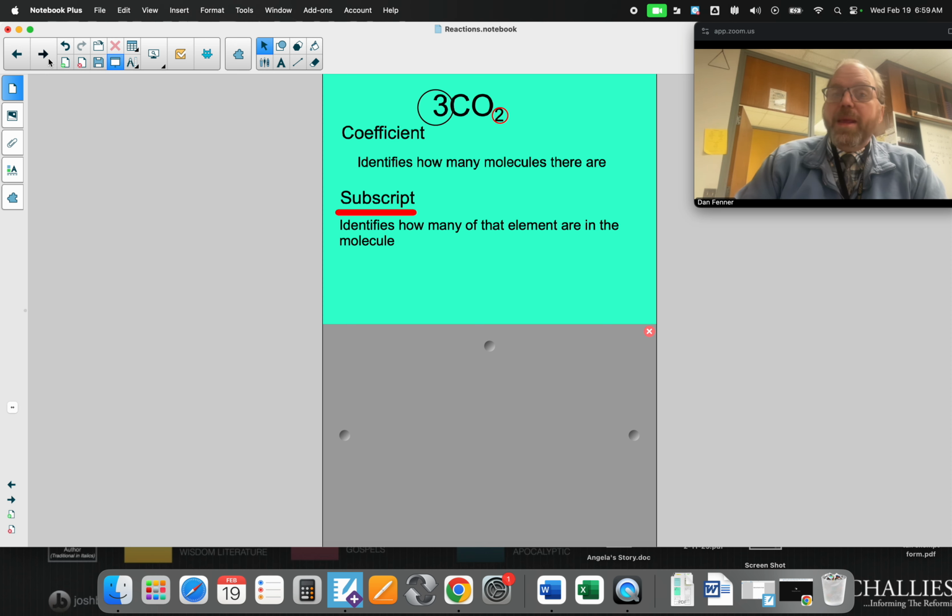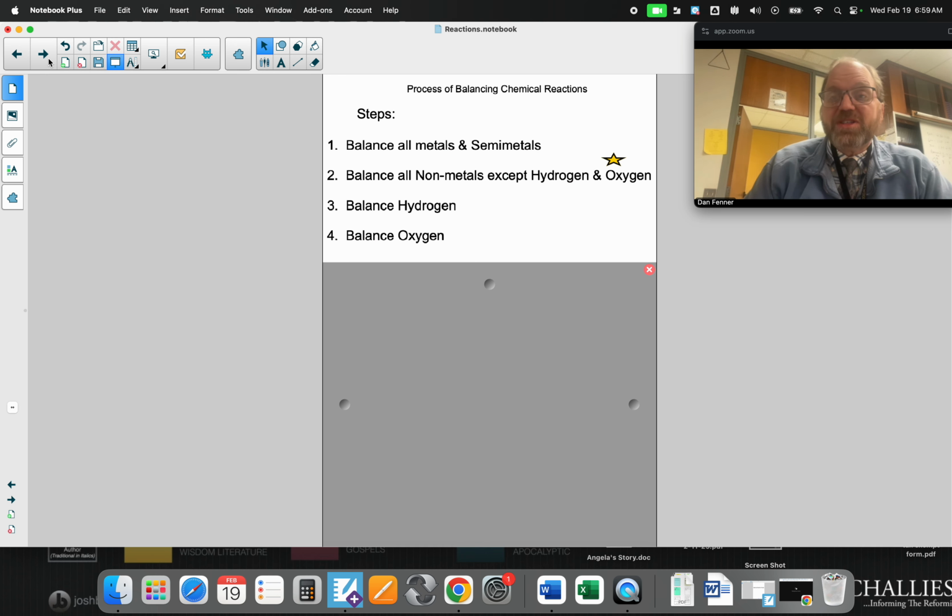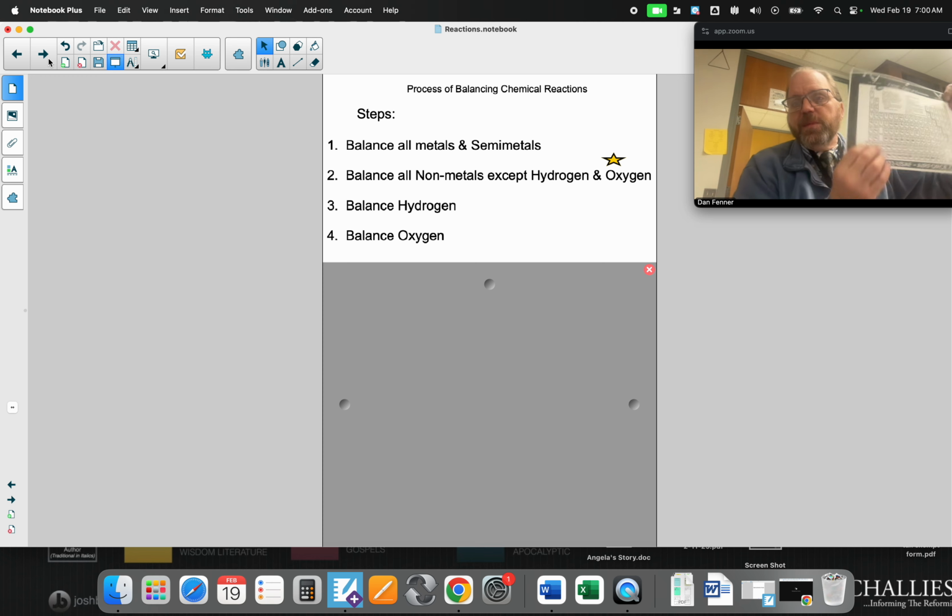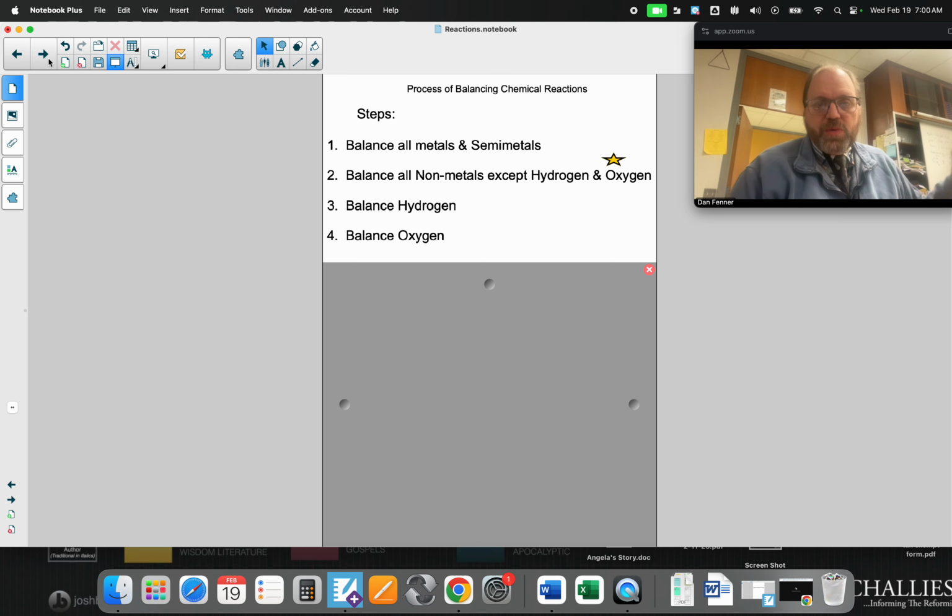Now, when we balance reactions, it's easiest to do in a 4-step process. First thing we do is balance all metals and semi-metals. Now remember the periodic chart. Those are the ones on the left side of that little line we put in there between metals and semi-metals and non-metals. So we start with those, and balance all of those first. Then we're going to balance all non-metals except for hydrogen and oxygen. Third, we're going to balance hydrogens. And lastly, we're going to balance oxygens. If we've done it right, oxygens will either be balanced or quickly balanced after that.